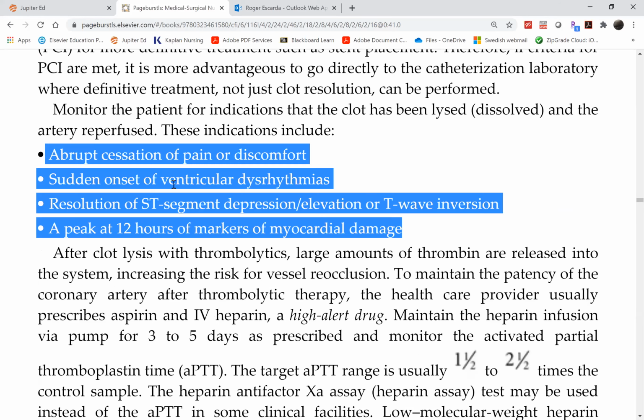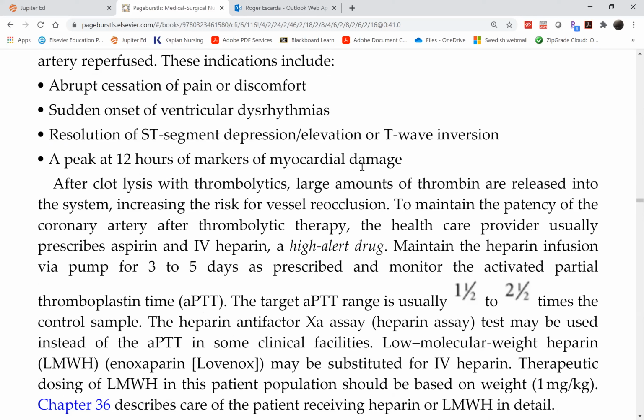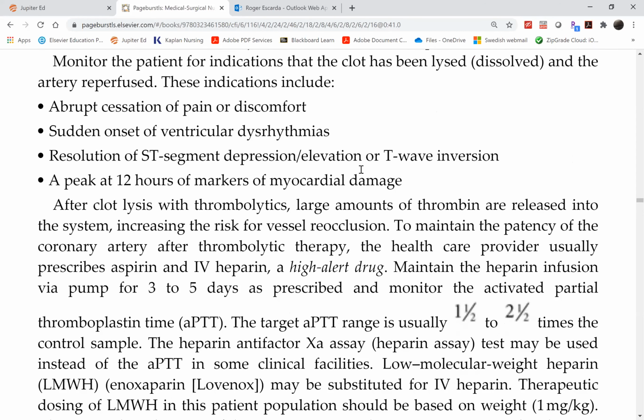There is one, suspected ventricular dysrhythmia, specifically PVCs. Although other more serious ones may develop, usually PVCs occur after reperfusion. Because remember, it does not eliminate the fact that the heart muscle did suffer injury. So there will be some irritability there causing dysrhythmias.